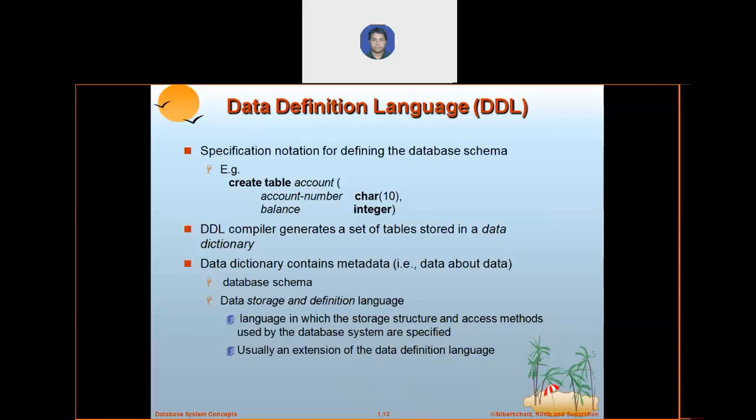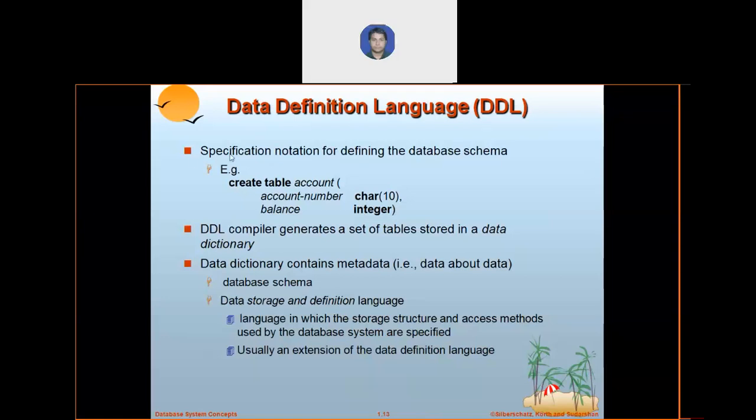I'm just repeating, data definition language and data manipulation language are not two separate languages. Instead, they simply form part of a single database language. If you have heard of the language SQL, structured query language, it is both a data definition language as well as a data manipulation language. It's not two different languages, but it also defines your database, meaning DDL, and it also retrieves data from the database.